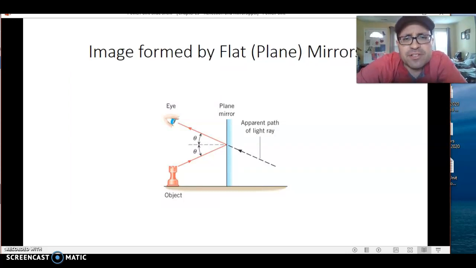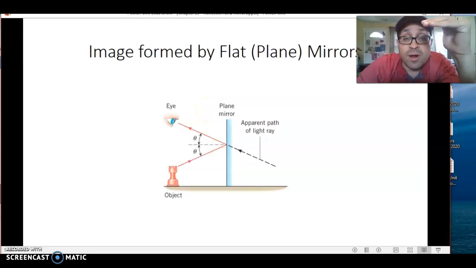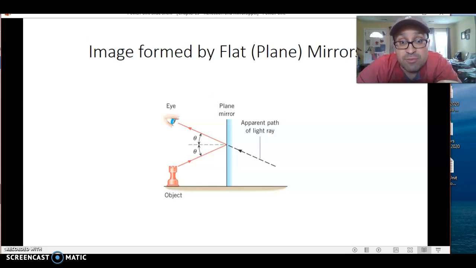Let's talk about flat mirrors for a second. Here we have somebody looking at a chess piece through a mirror. And here we can see the angle of incidence equaling the angle of reflection. This is the law of reflection right there. What's interesting is the way that our eye accepts that light ray: it extrapolates that reflected light ray back to behind the mirror. So here we see, as the diagram shows, the apparent path of the light ray.